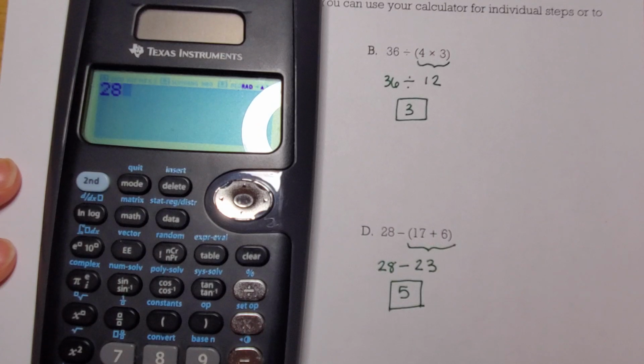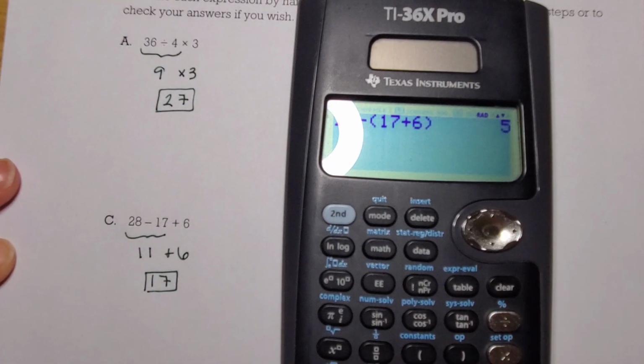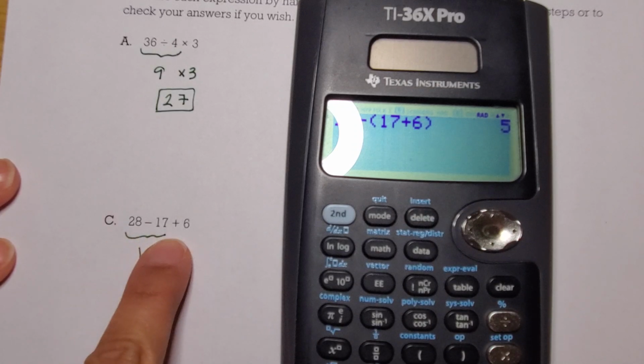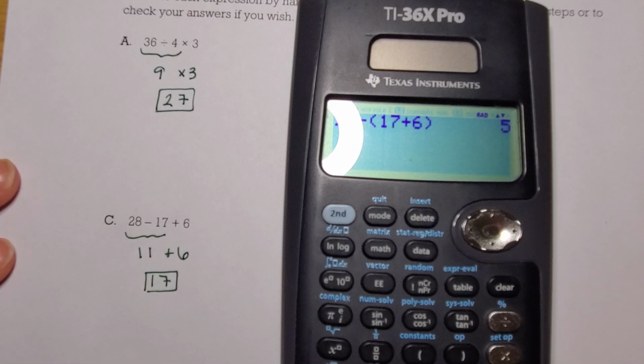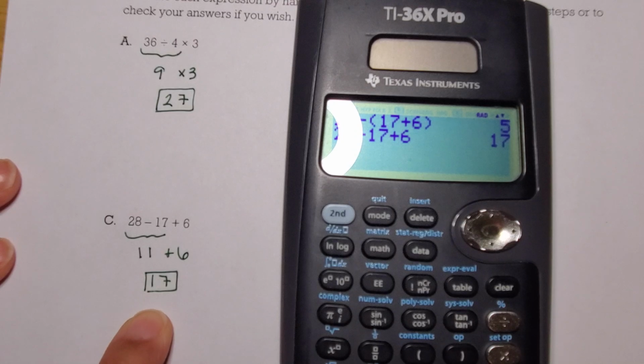So 28 minus a parentheses 17 plus 6, and then close up that parentheses. And I should get 5. Let's see. Ta-da! Let's check our other answer over here as well. So now we have the 28 minus 17 plus 6 without the parentheses. So 28 minus 17 plus 6 equals 17.